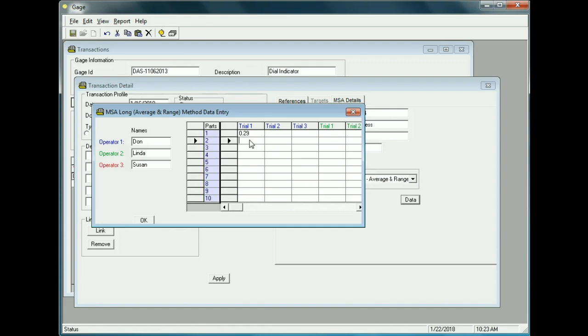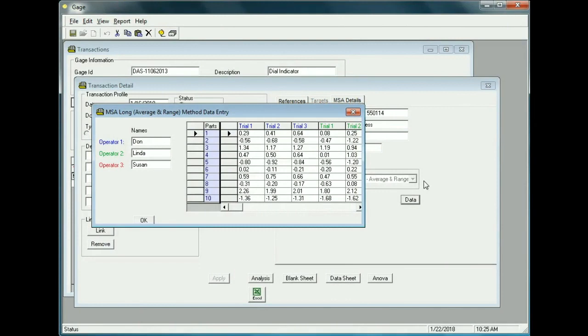For part number 2, it's minus 0.56. And for part number 3, trial number 1, it's 1.34, and so on. You get the idea of how to enter data. So we'll stop here for a moment, and then we'll continue with the remaining set of data already populated in here.